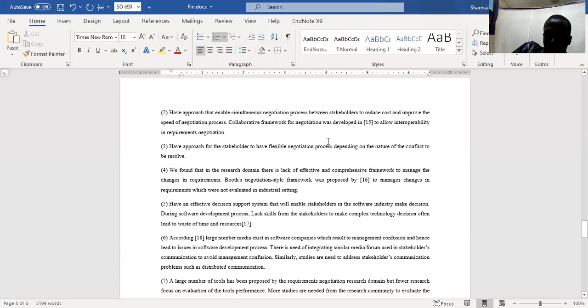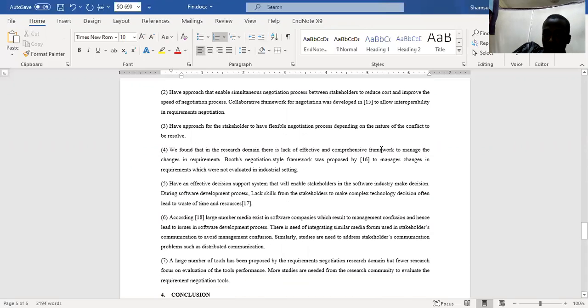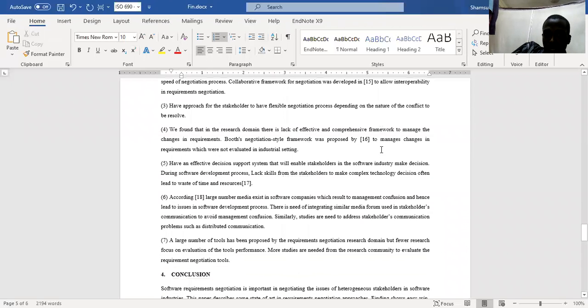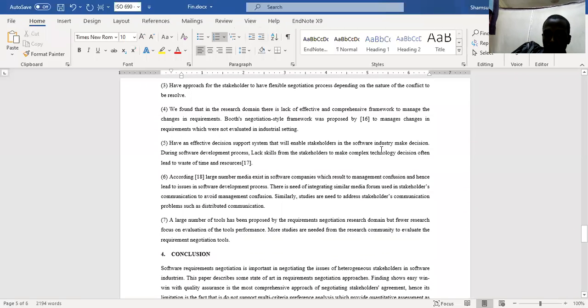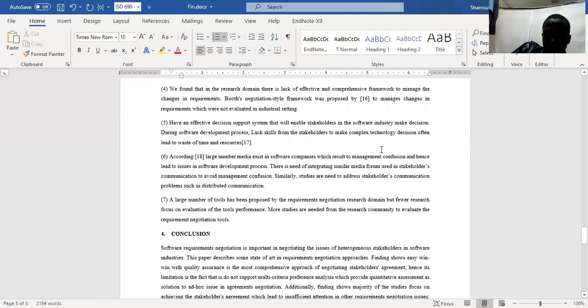In future, we need an approach for stakeholders to have a flexible negotiation process depending on the nature of the conflict. Then in future, we need an effective decision support system that will enable stakeholders in the software industry to make decisions.